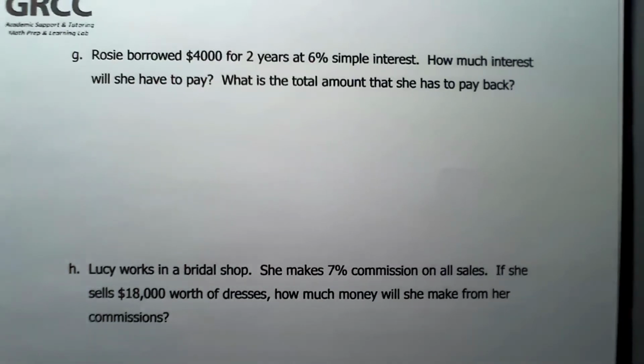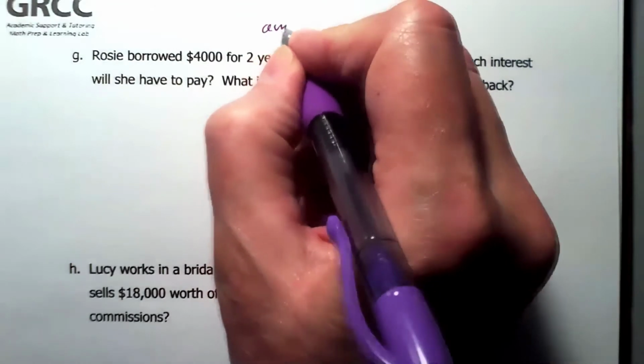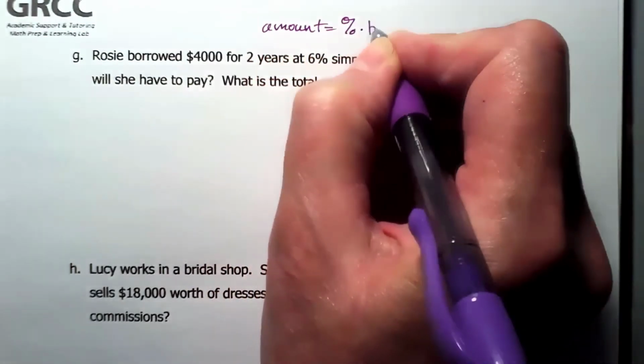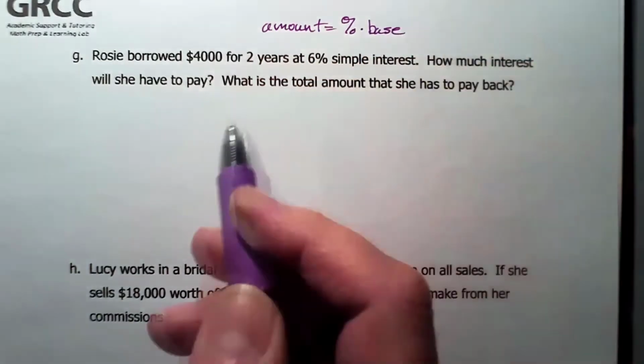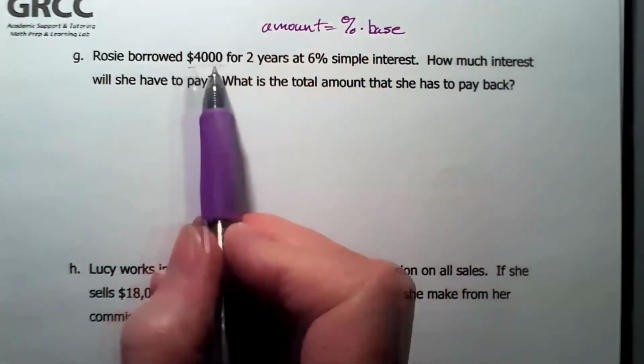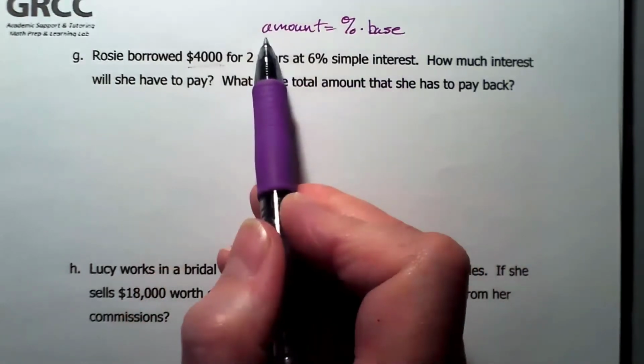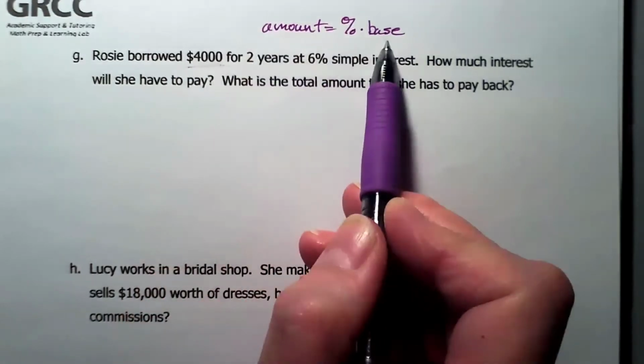Okay, so Rosie borrowed $4,000 for 2 years at 6% simple interest. How much interest will she have to pay, and what is the total amount that she has to pay back? So if we're doing amount equals percent times base, the base here is going to be the 4,000 because that's what she's borrowing, and the amount she has to pay is a percent of that.